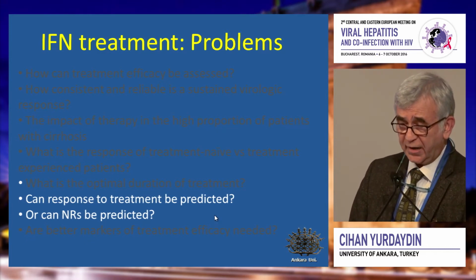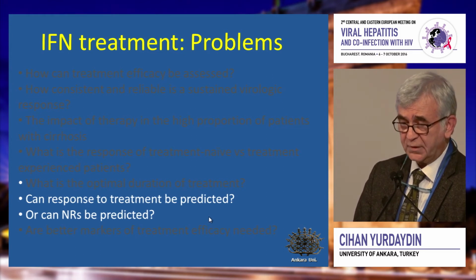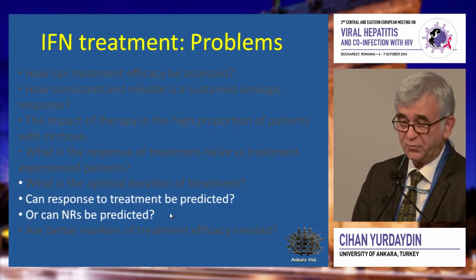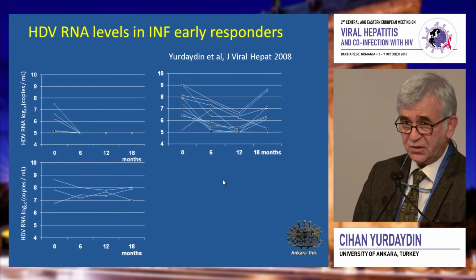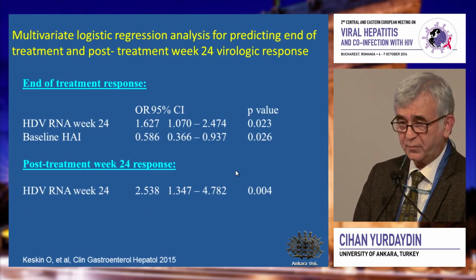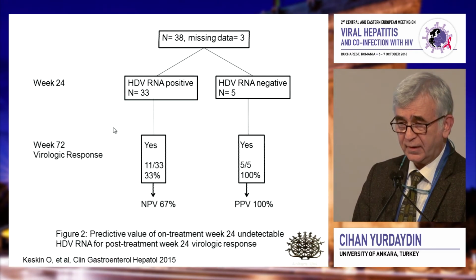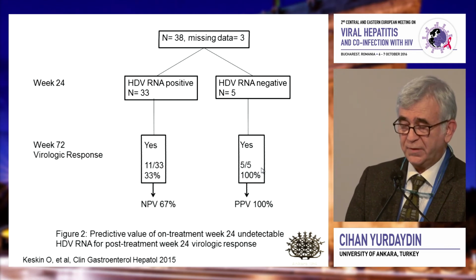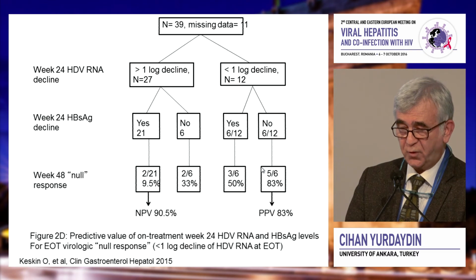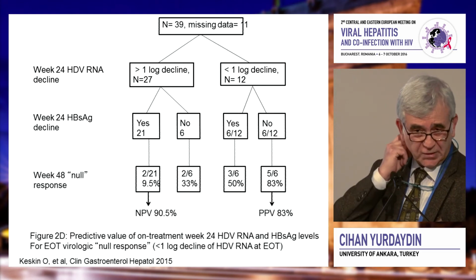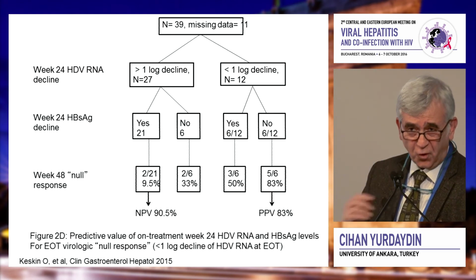Finally, and this is, I think, important in terms of new drug development: can response to treatment be predicted, or better, can non-response be predicted? Month 6 HDV RNA negativity appeared to predict response in past studies, and this was confirmed in the sub-analysis of the HEDIT-1 study. As you can see, patients who had HDV RNA negativity at month 6 also had a response post-treatment. But more importantly, we want to see what is the predictor of non-response.